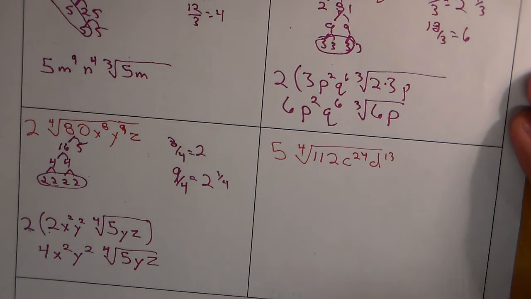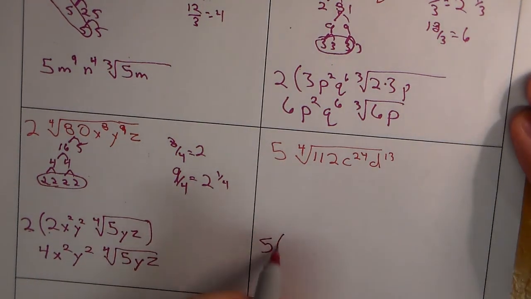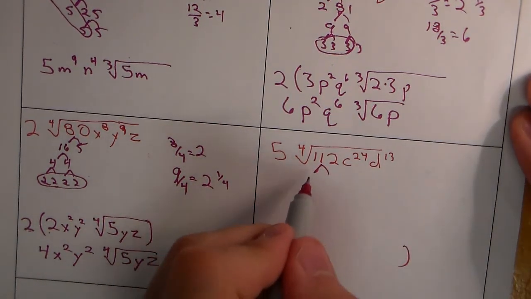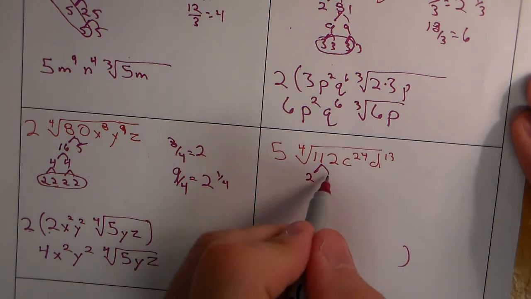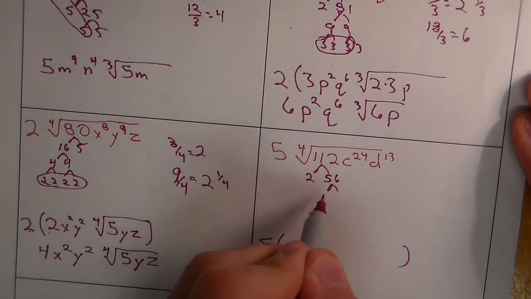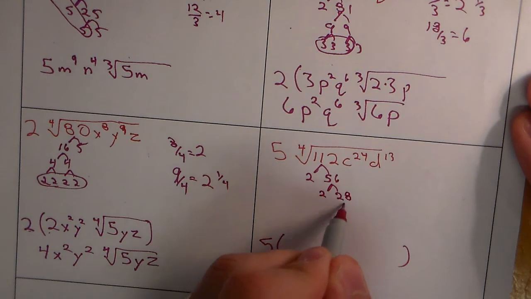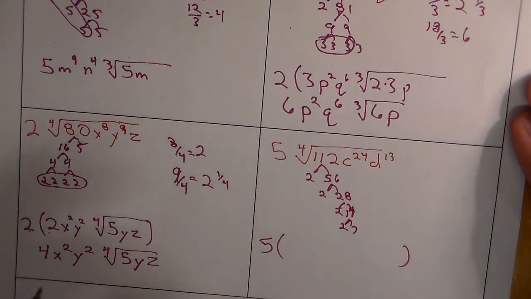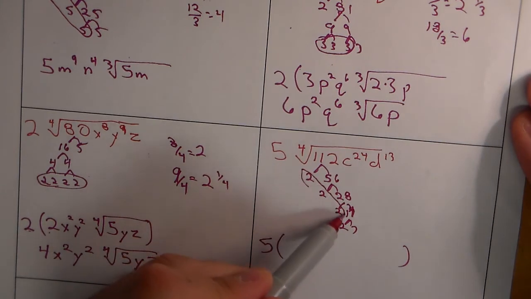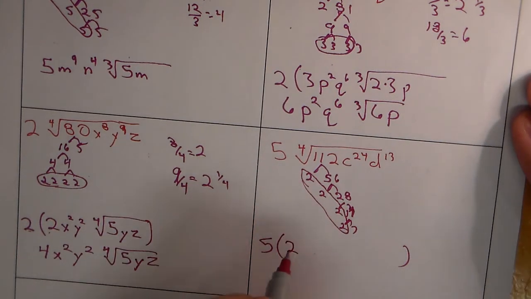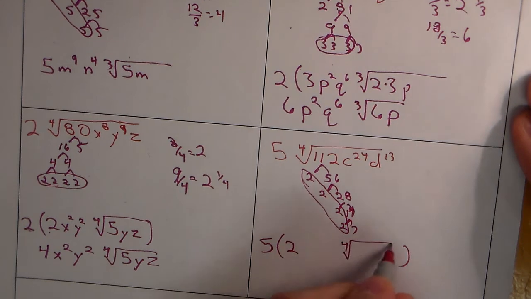Last one we have here is the 5 times the 4th root of 112. So let's take a 2 out of that. That gives us 56. 2 out of that gives us 28. 2 out of that gives us 14. And then 2 and 7. So I have 4 2s here. Those come out. We're left with a 7 on the inside.